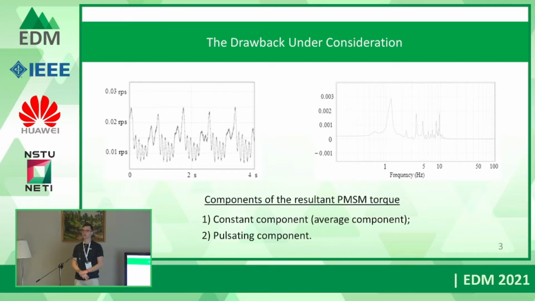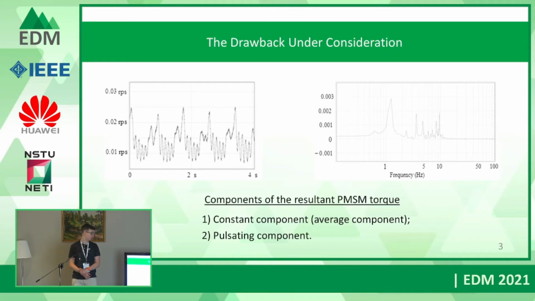But PMSM has a number of disadvantages also. For example, the impossibility of direct start from zero initial conditions and the use of rare earth materials for permanent magnets. But the most critical for high precision, low speed applications is the presence of torque ripples. The resultant moment of PMSM consists of two components. First is a constant component, and the second is a pulsating component, which leads to speed ripples, noise, and vibrations.